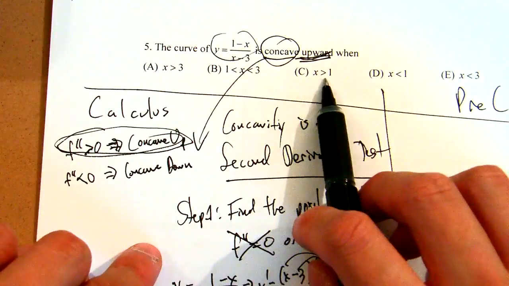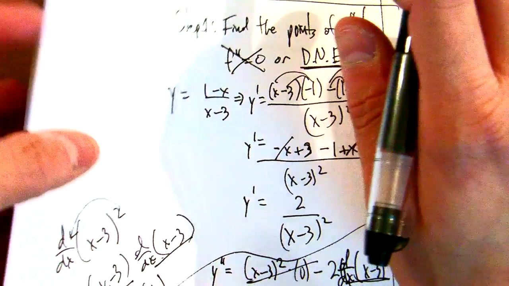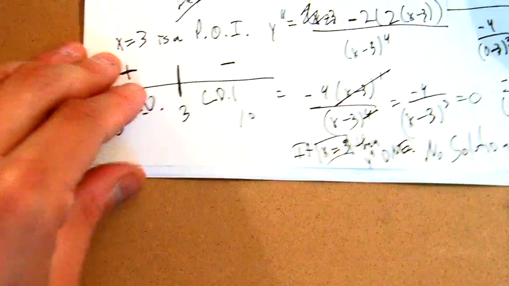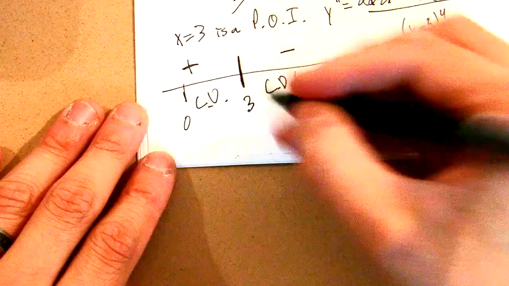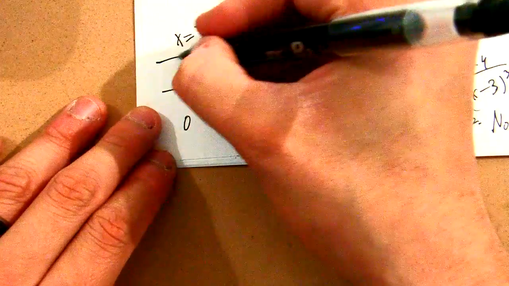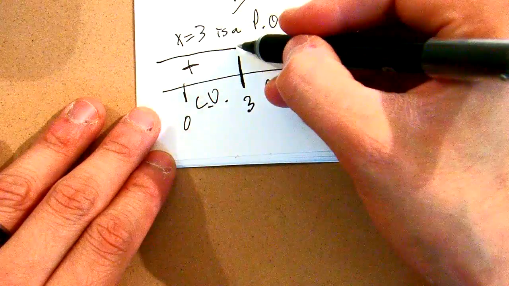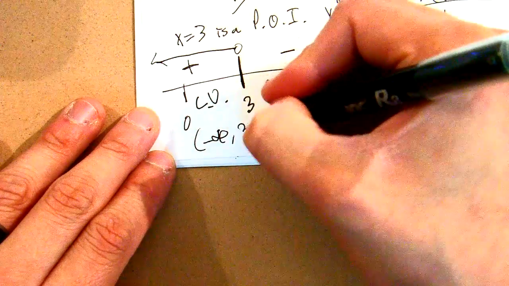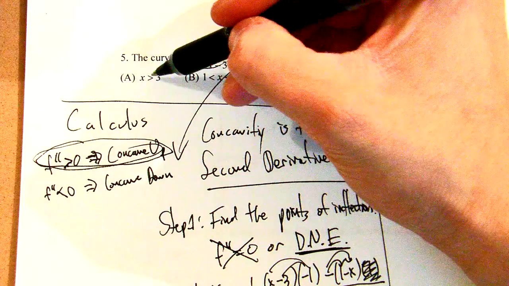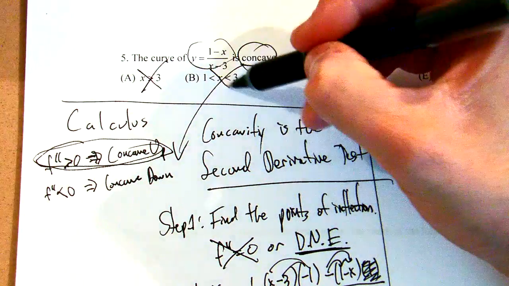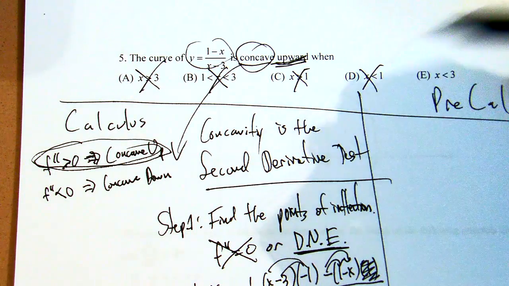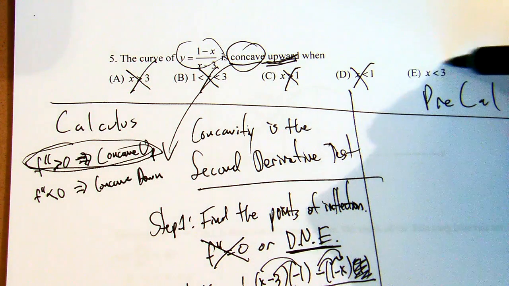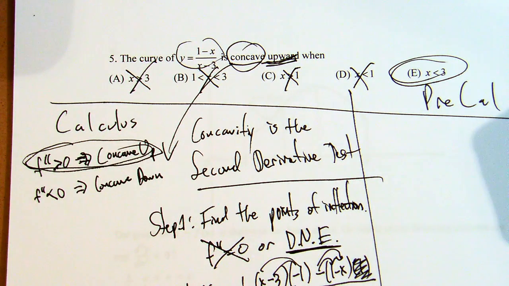If you remember the problem, we have to find where it's concave up. Clearly it is concave up from here to 3, and if you remember, this one is open, right? So it's from negative infinity to 3. So you look at your answer choices. Which one says that? One says x is greater than 3. That's not true. It's not this one, it's not this one, it's not this one. So x is less than 3 is correct. That's where it's concave upwards.